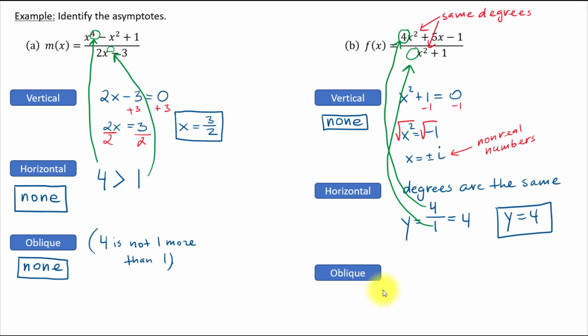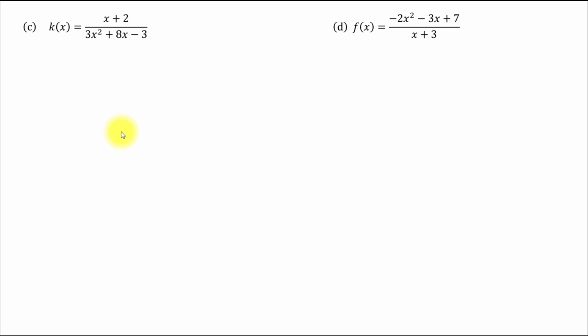And finally, the oblique asymptote. We check back the degrees of the polynomials, remind ourselves that they're the same, which means that there will not be an oblique asymptote for the graph of this function. The degree on the top is not 1 more than the degree on the bottom. Let's look at 2 more examples.